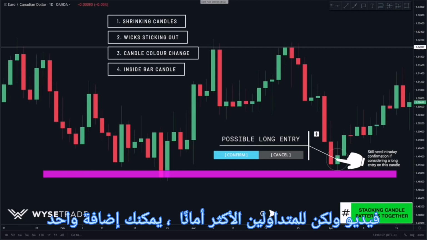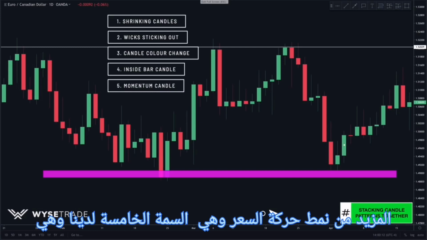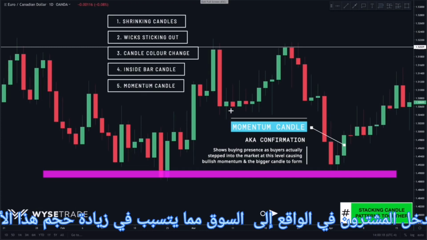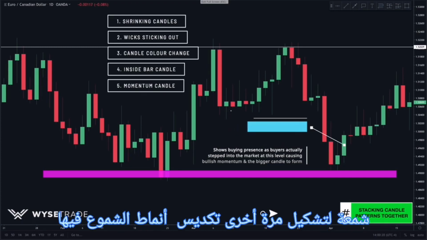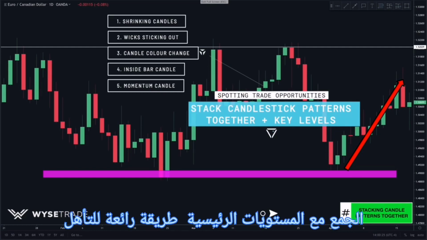But for more secure traders, you can add in one more price action pattern, which is our fifth, the momentum candle. The momentum candle shows buying presence, as buyers actually stepped into the market, which causes this bigger candle to form. Again, stacking candlestick patterns in combination with key levels is a great way to qualify potential trade entries.